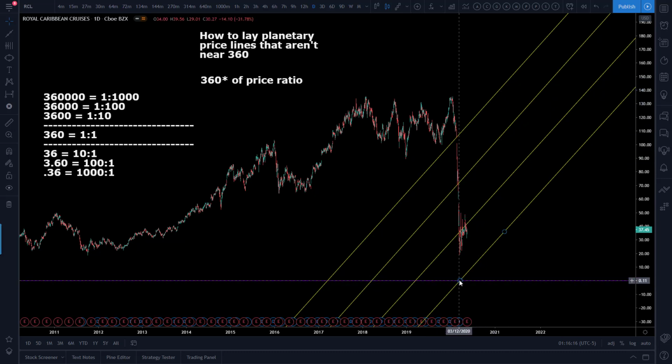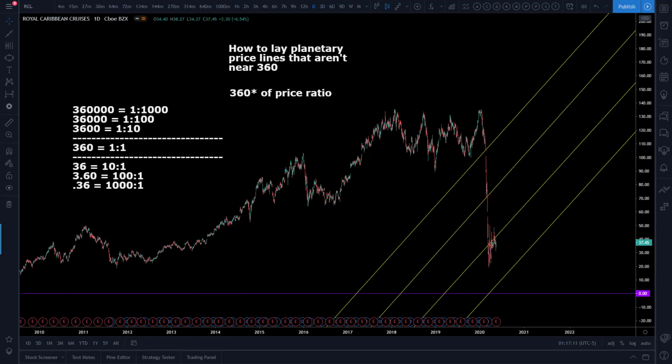And anytime you get an interaction, that's a conjunct point. So I'll get more into that later on another video. But this is basically how you would lay your lines if price is not at $360. So if you're above or below, you just have to compensate with your price ratio and make sure that for all the other planets, you add on, or remove the decimal point from the price. So that's how you work with the price ratio.